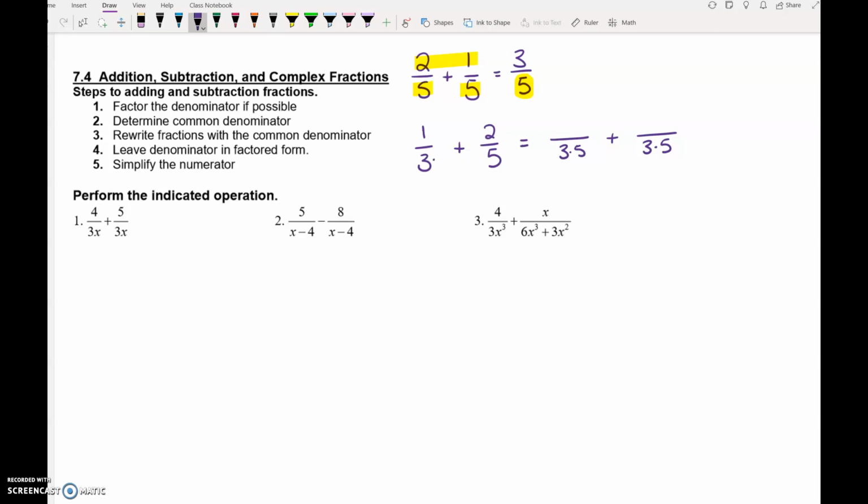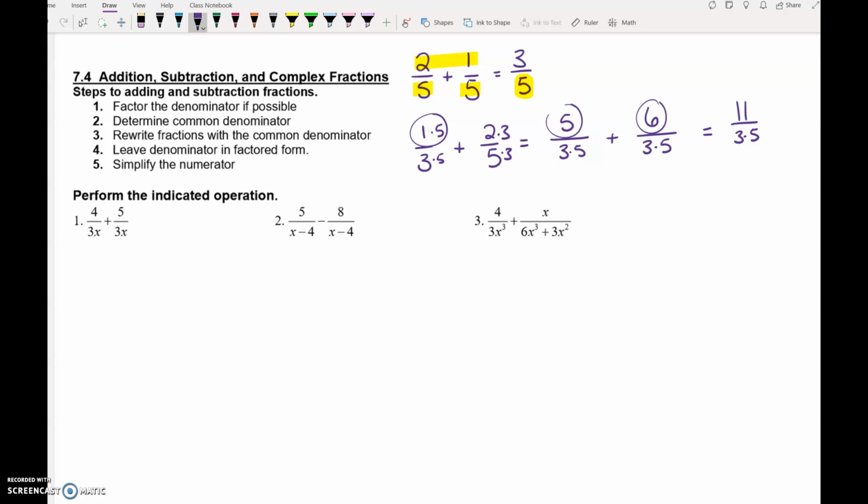So we currently have the 3, we would need 5, so we would have 5 on the top of that fraction. This one we'd multiply by 3 and we would have 6 on the top of that fraction. So you'd have 5/15 plus 6/15, which would be 11/15. But what you really have is 11 over 3 times 5. That's kind of what we're going to be doing today. Now we're going to start with that first type.